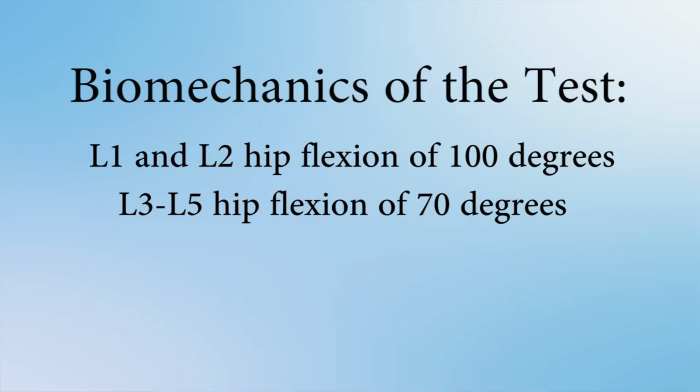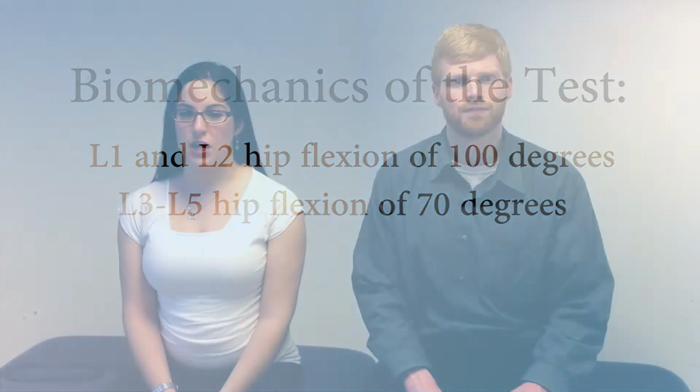The biomechanics of this test involve the patient in sidelying and their hips flex to different levels depending on which lumbar segment you're looking at. For L1 and L2, you would want to flex the hips to 100 degrees, and for L3 through L5, you want to flex the hips to 70 degrees. This is done to prevent tightening of the posterior lumbar ligaments, particularly the supraspinous ligaments. This would prevent movement of the desired segments and could create a false negative test.